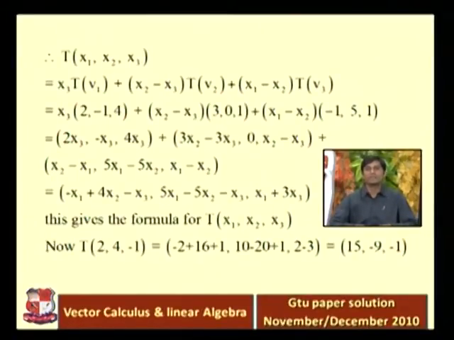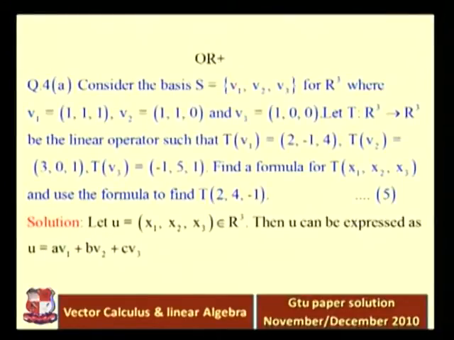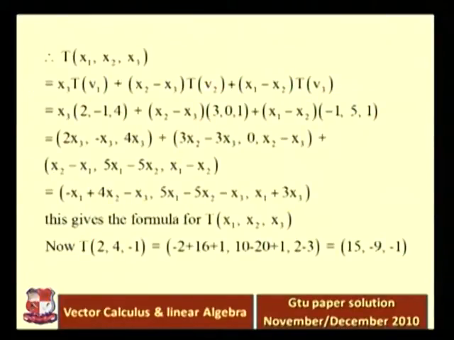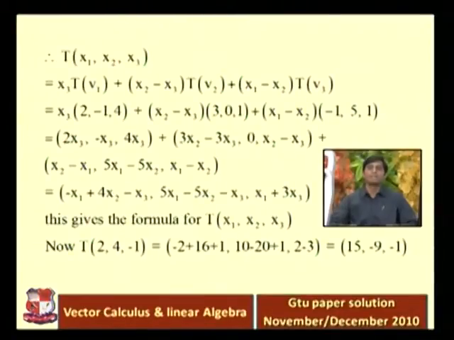So for x3, now we have T of v1, T of v2 and T of v3 in the statement of the example, right? T of v1 is (2, -1, 4), T of v2 is (3, 0, 1), and T of v3 is (-1, 5, 1). So that's why you can put all the values of T of v1, v2, v3.